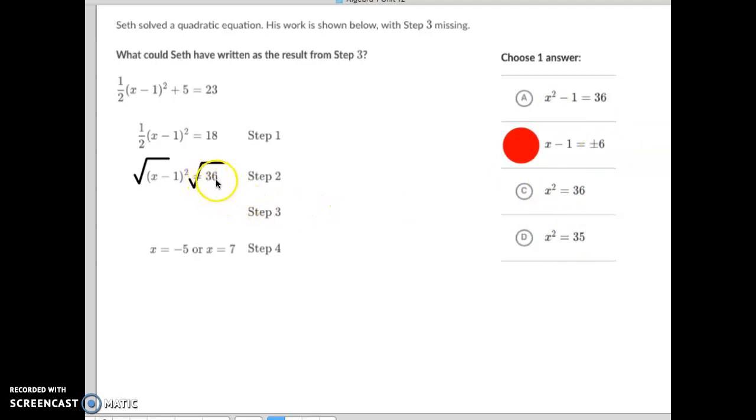And then remember, when you take the square root of a number, it doesn't just equal the positive value, it equals the positive and the negative value. So that's why it's plus or minus 6, as this one here, right here for letter B was. Okay, that's how you do this one.